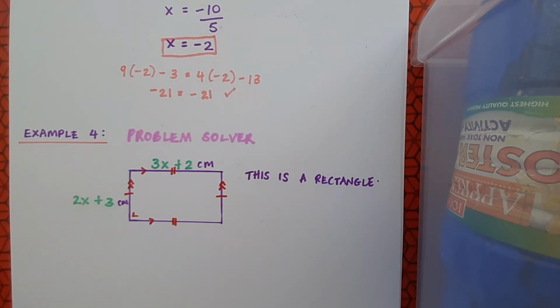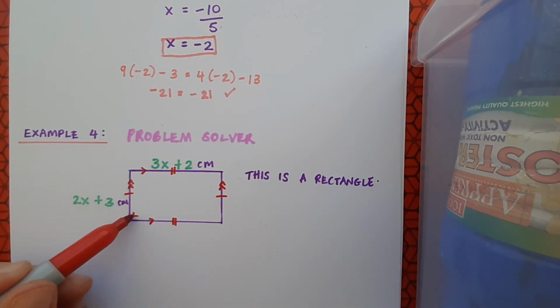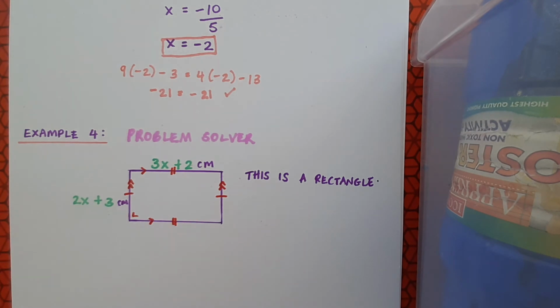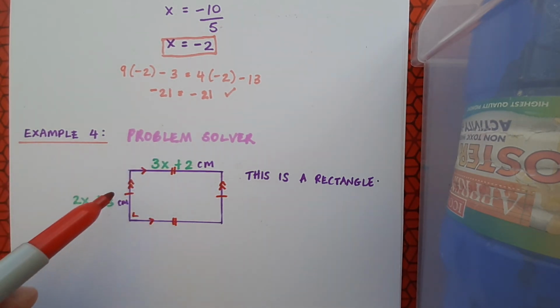So I've added a few things into my diagram as well. I've indicated that I've got a right angle in the corner. I've indicated that opposite sides are equal in length. And I've indicated that opposite sides are also parallel.